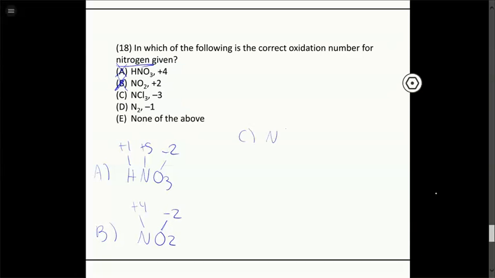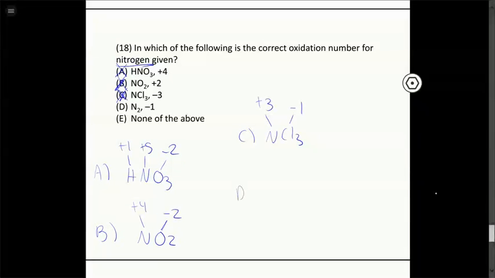For NCl3, remember that for oxidation numbers we give all the electrons to the more electronegative atom. So if the halogen is the outer atom, which it is in this case, with chlorine on the outside, halogens will always be -1 unless they're the central atom, or unless it's an element by itself. So Cl is going to be -1 in most cases. If we have 3 -1s, nitrogen has to be +3. So choice C is also wrong because it has it as -3.